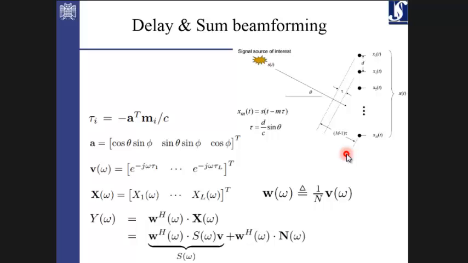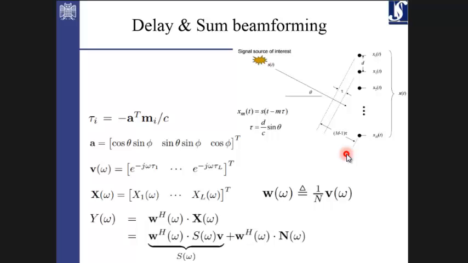Now the point is that in delay and sum beamformers, or in general in the beamformer cases that we explained, they assume that this propagation is simply a function of the phase shifts. So that propagation is actually represented by this v vector, which is dependent on omega and is represented by e to the minus j omega tau 2, and so on up to tau n.